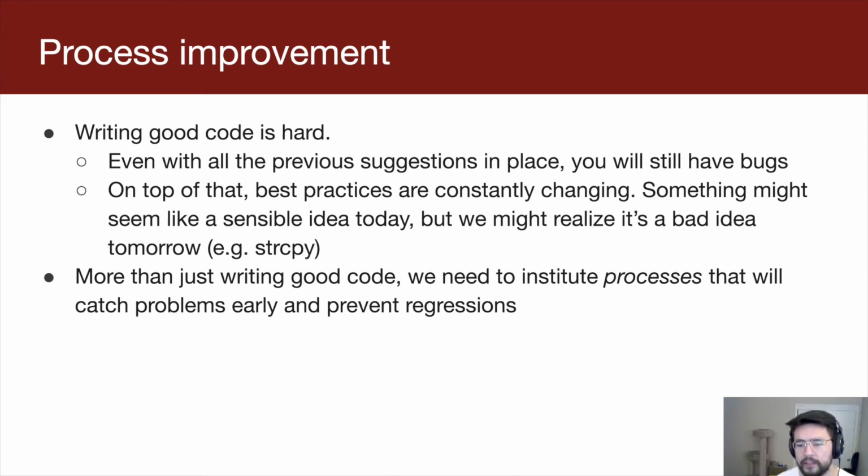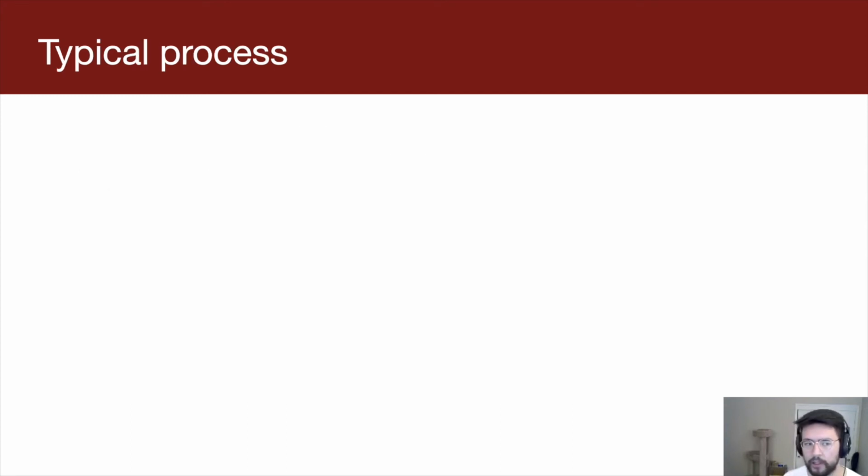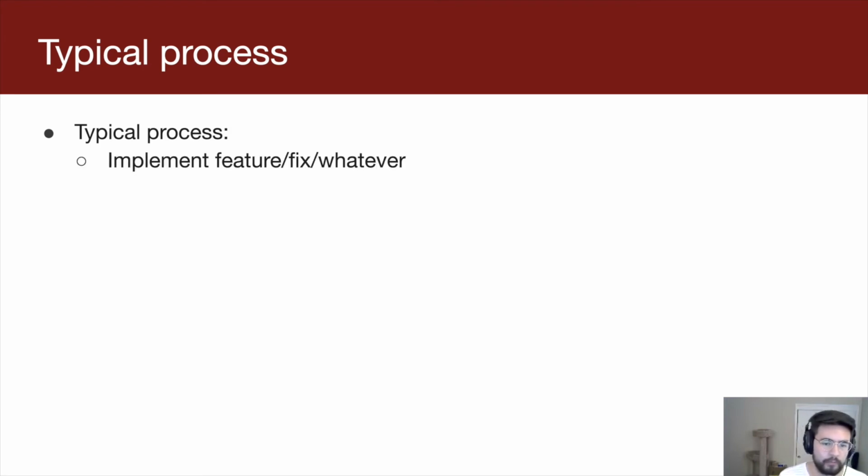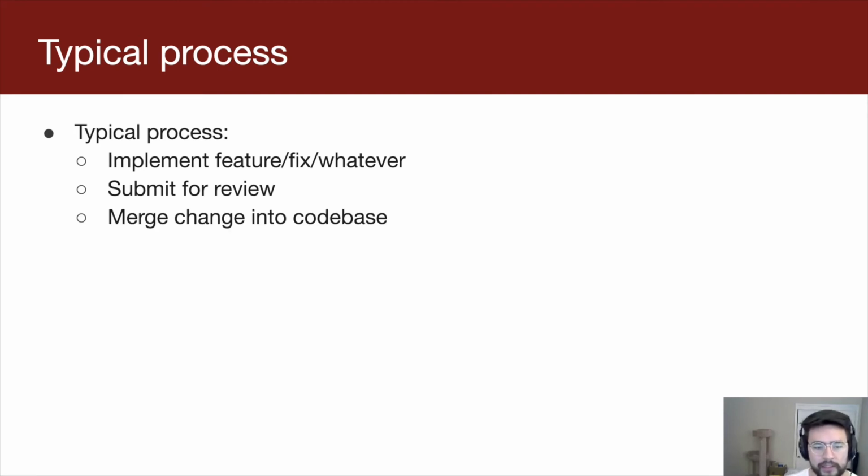So you really need to institute processes that will catch problems early, prevent regressions, and help you grow based on emerging best practices, so that when things change, you can go back and identify old patterns in your code that are probably not so hot anymore. So what does the development process actually look like? I'll give you an overview of what it looks like at many companies. You implement whatever you're working on. You just do the thing. You submit it for review, maybe go through several rounds of fixes and improvements. And then once a human has read your code and signed off on it, you merge that into the code base.